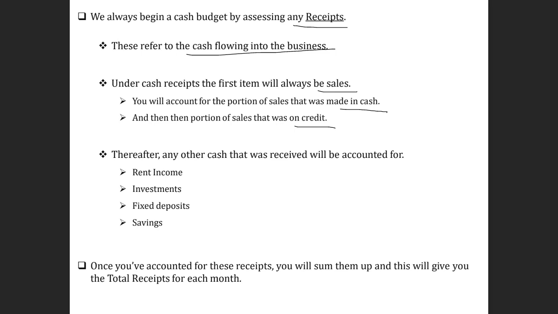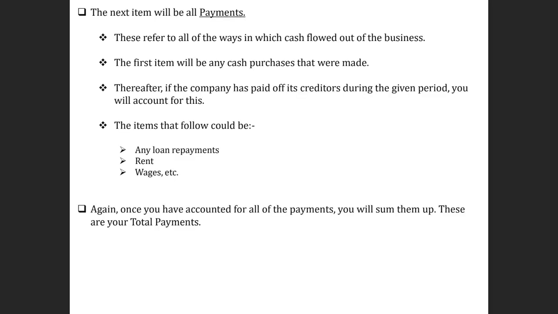So you're going to find here when we account for your sales on credit, it's a miniature version of your debtors schedule. So you basically are taking part of your debtors schedule and incorporating it into your cash budget. And then we look at any other forms of income, as I mentioned, maybe a fixed deposit that's maturing or any other type of investment maturing, your rent income, and so on. You'll then add up all of your receipts.